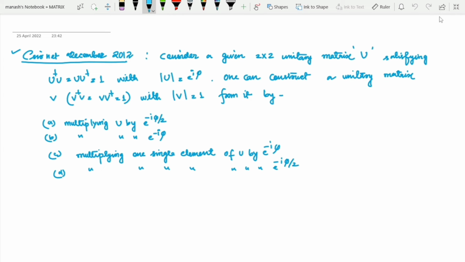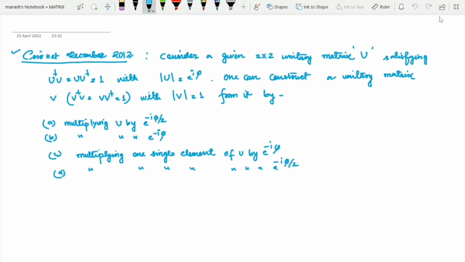This question is also based on a property. It came in CSIR December 2012. Consider a given 2 cross 2 unitary matrix U satisfying the unitarity condition, that is U dagger U is equal to U U dagger is equal to 1, with determinant of U equal to e to the power i phi. One can construct a unitary matrix V which obeys the same unitarity property with determinant of V equal to 1. From U we can construct V, another unitary matrix. How we can construct it is asked in the question.